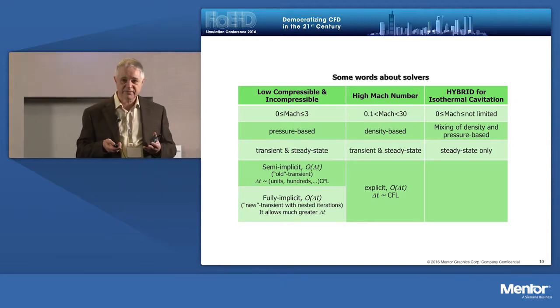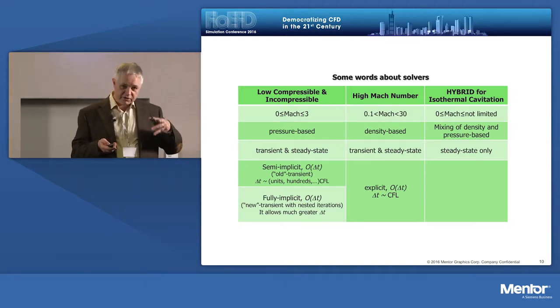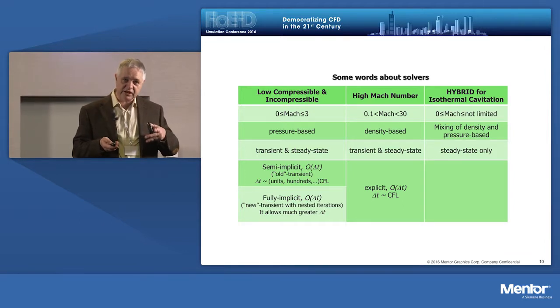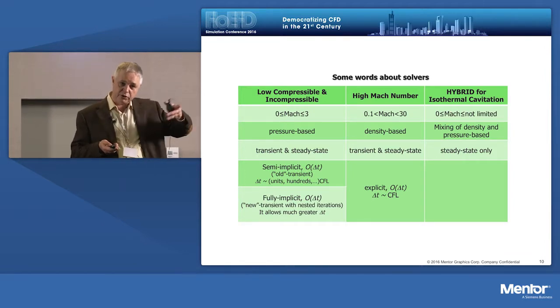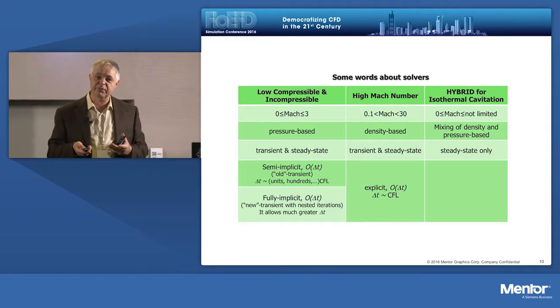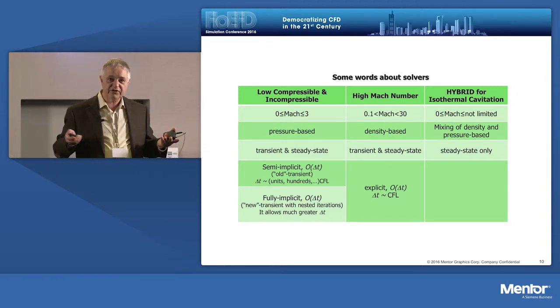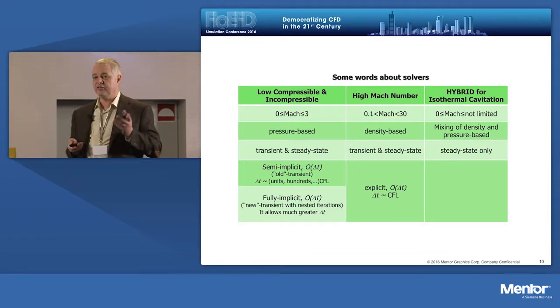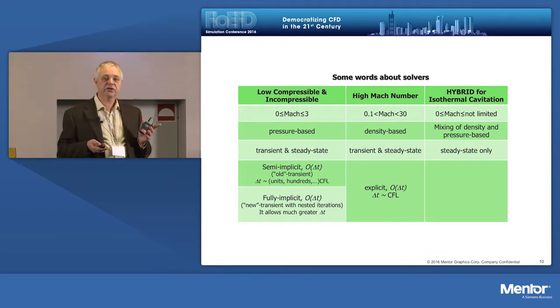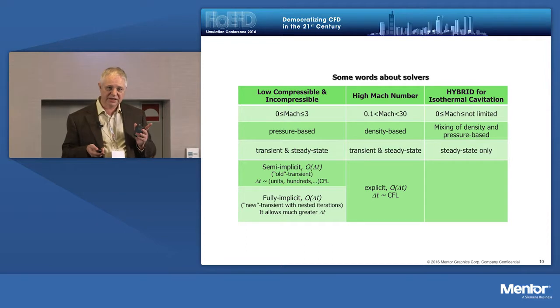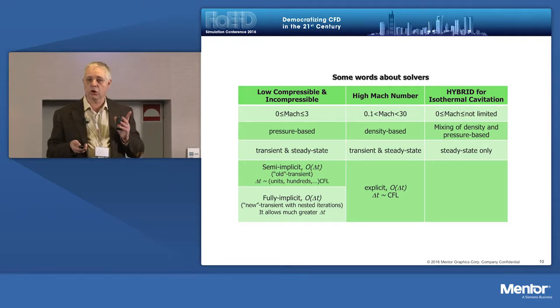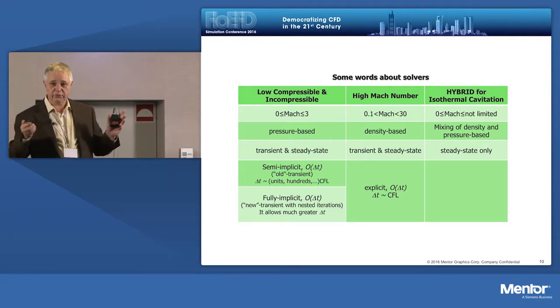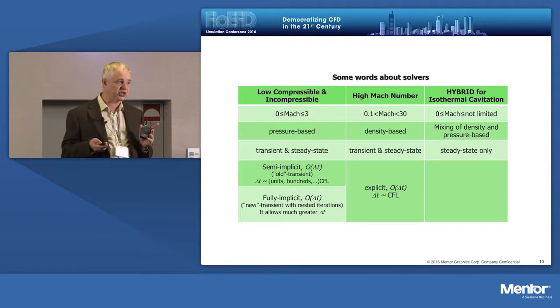Why 30? Because Mach number 30 is exactly the Mach number when somebody is returning from space. More than 30 usually does not exist. And we have a special hybrid solver for cavitation. It's an interesting long story. I will not fully touch it during this presentation.